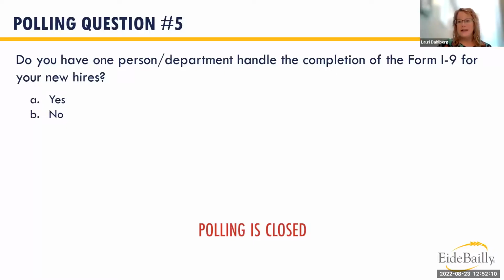Okay, good. I am glad to hear that most of you have one person or one department. Those of you who do not, I highly recommend that you assign a specific person, or maybe a couple of people who can handle it. Have a backup. The more people you have involved in getting the I-9 completed, the more room for error there is, and inconsistent following of the process of completing an I-9.